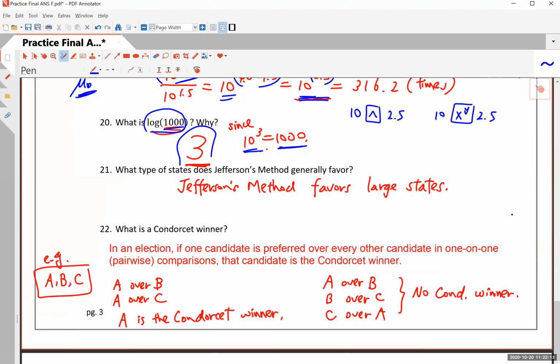All right, let's go to number 21. What type of states does Jefferson's method generally favor? And the answer is Jefferson's method, if you remember from chapter 8, tends to, not always, but tends to favor large states, whereas Hamilton's method tends to favor smaller states. And that's because of the way the decimal portion of the quota behaves.